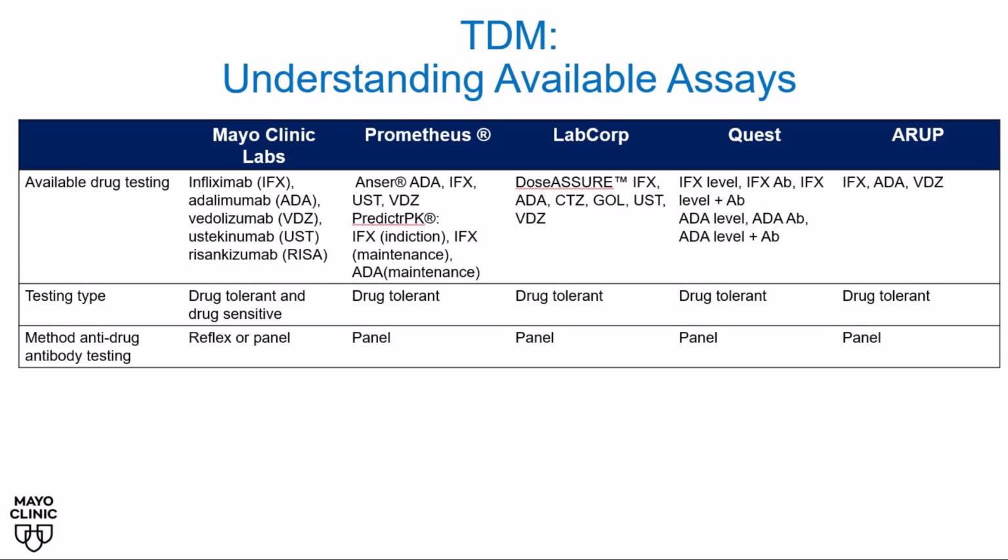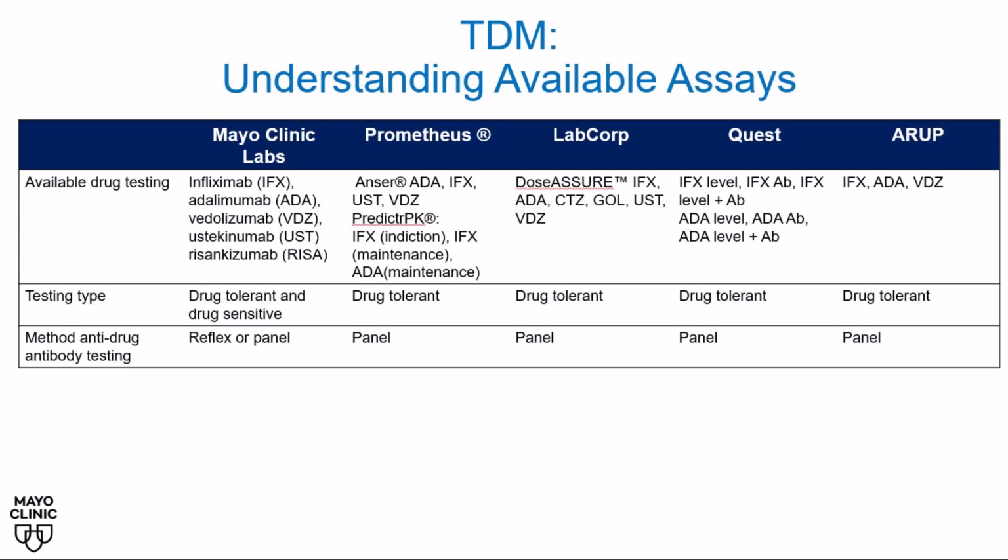You can see throughout the rest of them, Prometheus Labs offers lab testing, both the traditional ones you've thought about, Answer, ADA, IFX, ustekinumab, and vedolizumab. They also have some predictor testing, which I'll briefly touch on. And then LabCorp has some, Quest has some. LabCorp is the only one that does certolizumab and golimumab levels, Quest and AURP. These are what you'll see. So this is what's available, at least from Mayo Clinic.